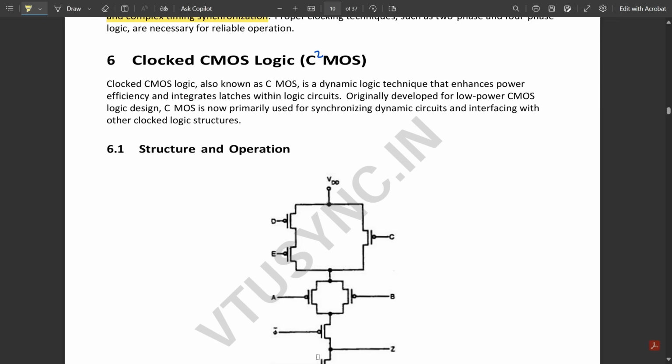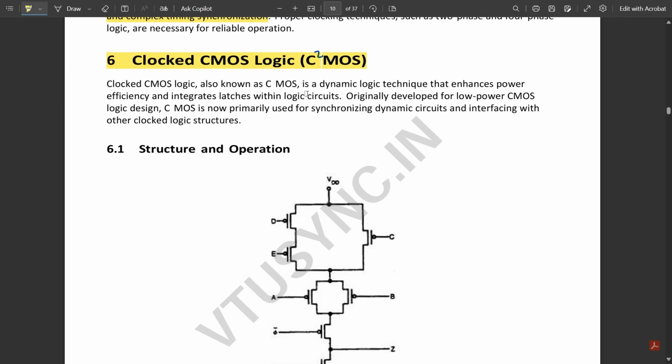So in this video, we are going to discuss one more important kind of CMOS logic circuit, that is called clocked CMOS logic, or in short, you could call it C square MOS. Okay, so this is the name of the circuit, and let us see what we mean by this clocked CMOS logic. The clocked CMOS logic is also called C square MOS. Okay, the square is not there here.